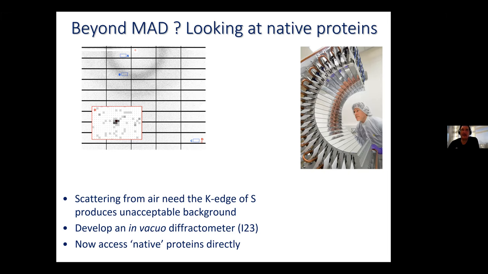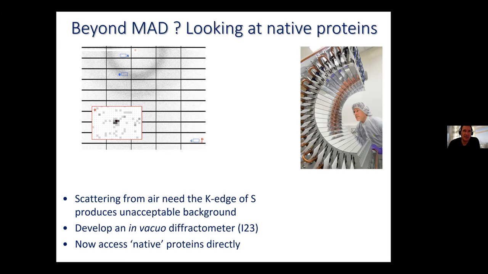And this takes us back to what I said earlier about sulfur not being the ideal element to use in MAD measurements because of the strong air scattering. Now, one of our scientists had this slightly crazy idea to put the entire diffractometer inside an airtight box, and to evacuate the box so that there was no air between the sample and the detector.